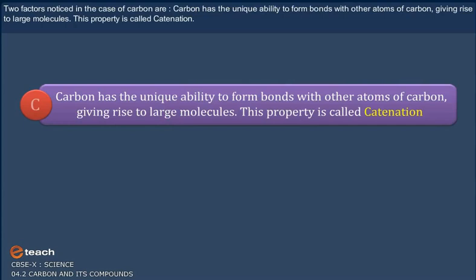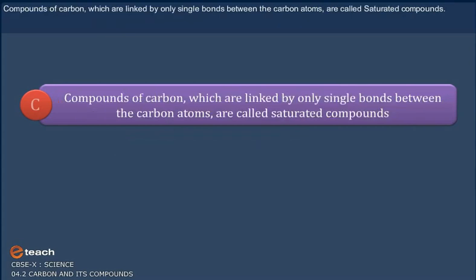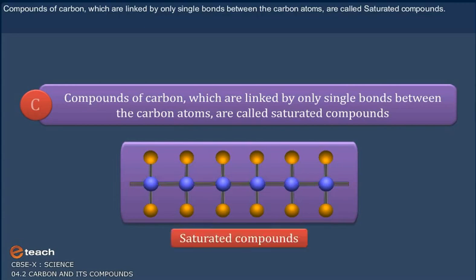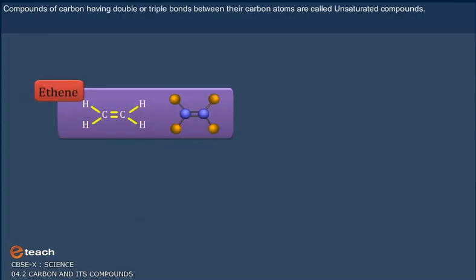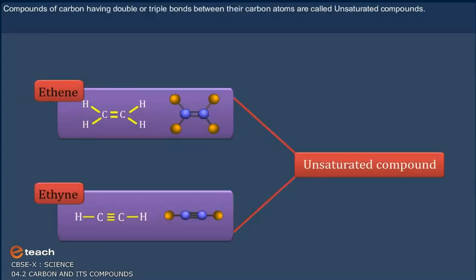Carbon has the unique ability to form bonds with other atoms of carbon, giving rise to large molecules. This property is called catenation. 2. Compounds of carbon which are linked by only single bonds between the carbon atoms are called saturated compounds. Compounds of carbon having double or triple bonds between their carbon atoms are called unsaturated compounds.